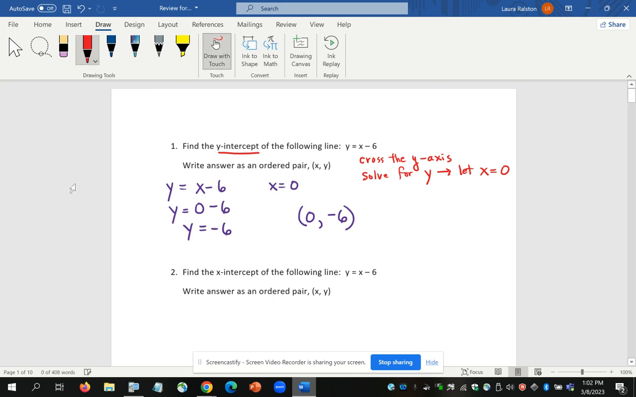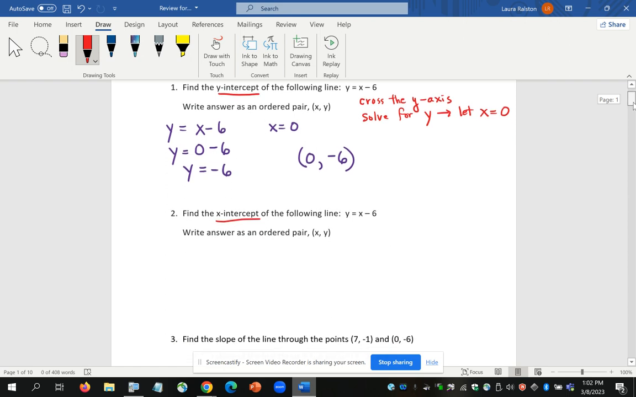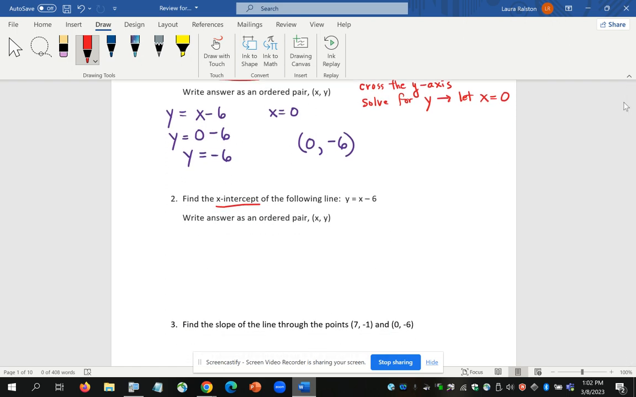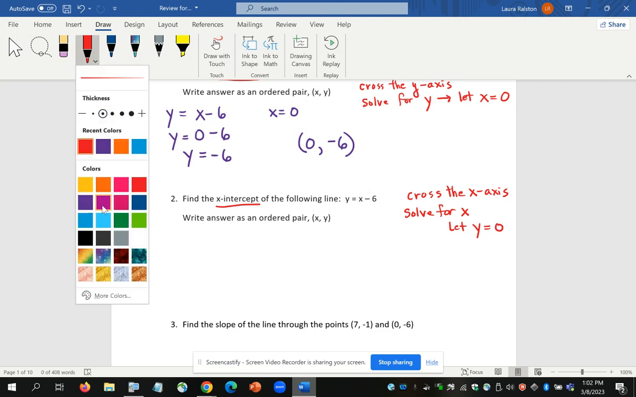Question number 2 asks you to find the x-intercept of the same line, y equals x minus 6. The x-intercept is where the graph of the line would cross the x-axis, and so you want to solve for x. The x-intercept crosses the x-axis and you solve for x. So we're going to let y equal 0, and again we need to solve for x.